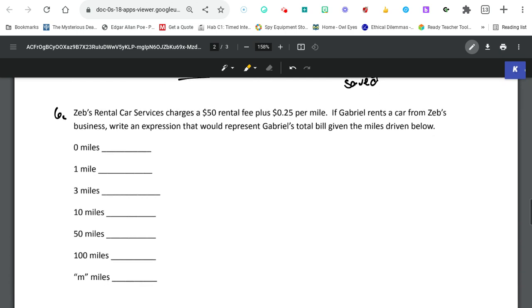All right, on number 6, it says Zeb's rental car services charge a $50 rental fee, plus 25 cents per mile. So they're gonna charge you $50 anyway, plus they're gonna charge you 25 cents for every mile you drive.